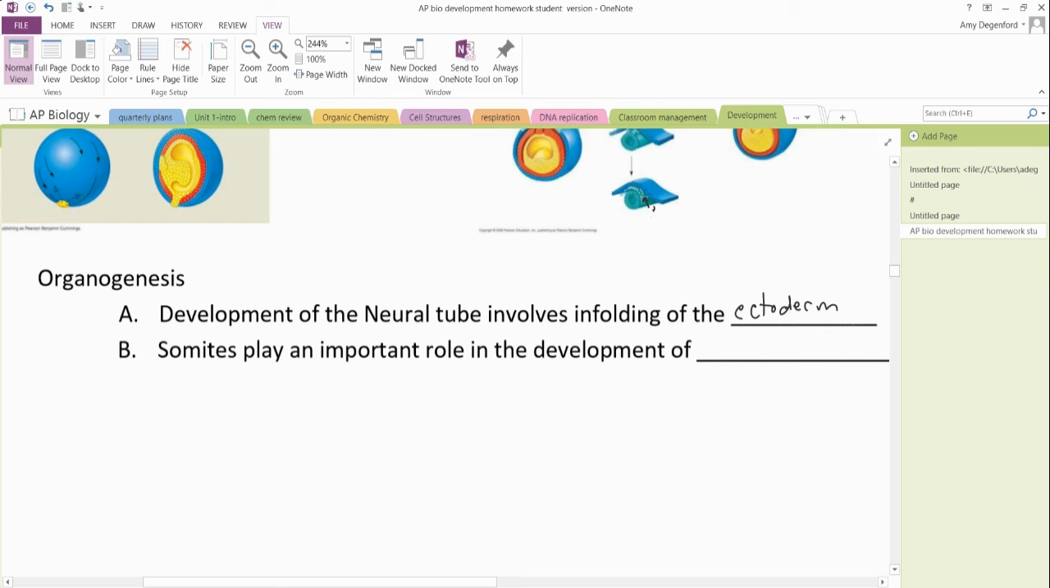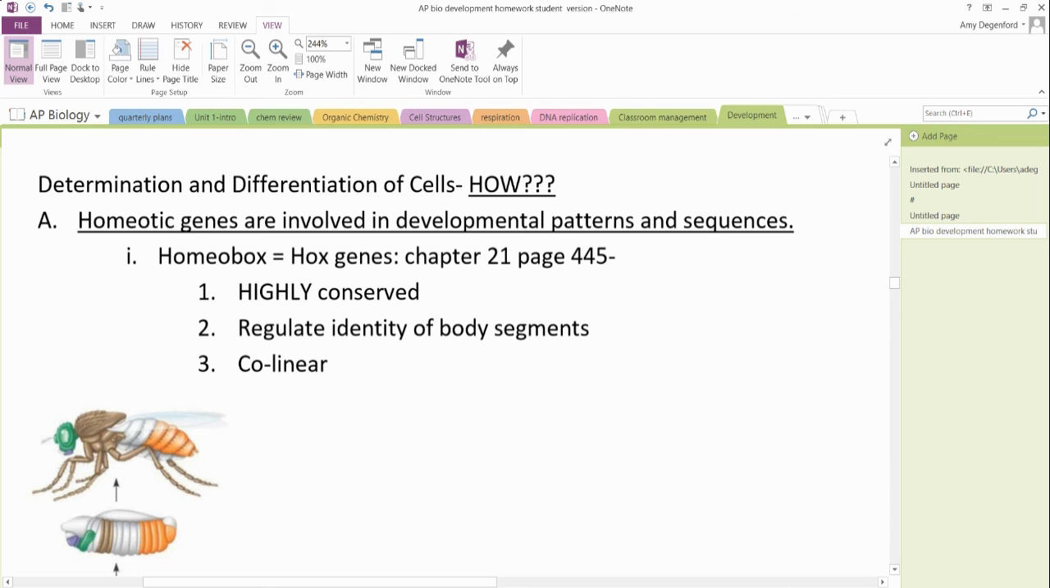And then you see the surrounding cells here, the somites. They play an important role in developing the vertebrae and the surrounding tissue for that. So this is just a real brief glimpse into the beginning stages of the embryo. But what we really want to look at is how in the world is this happening? What's going on genetically? How do we know? And what can we do to kind of figure things out? But that's for the next video.